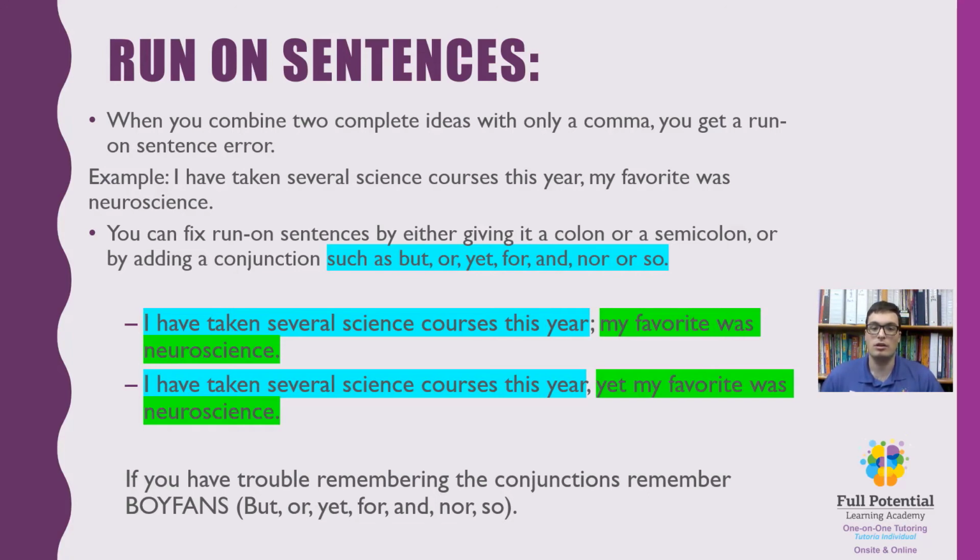If you have problems remembering conjunctions, remember BOYFANS, B-O-Y-F-A-N-S, and that is but, or, yet, for, and, nor, and so. By remembering that and remembering how to fix run-on sentences, you can improve on these errors overall.